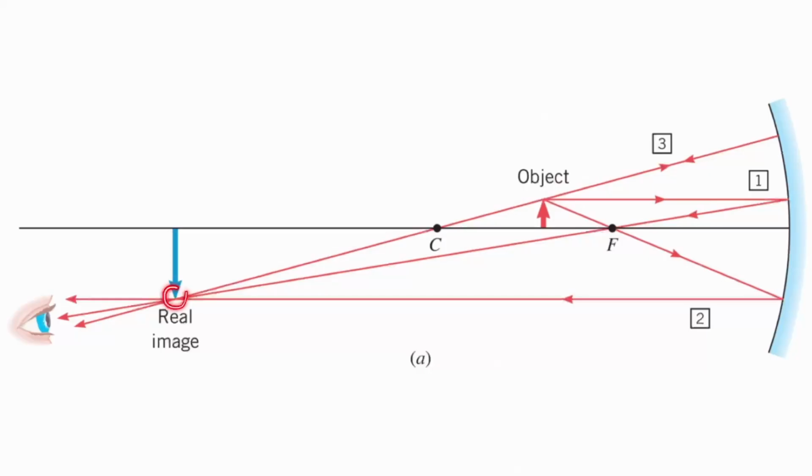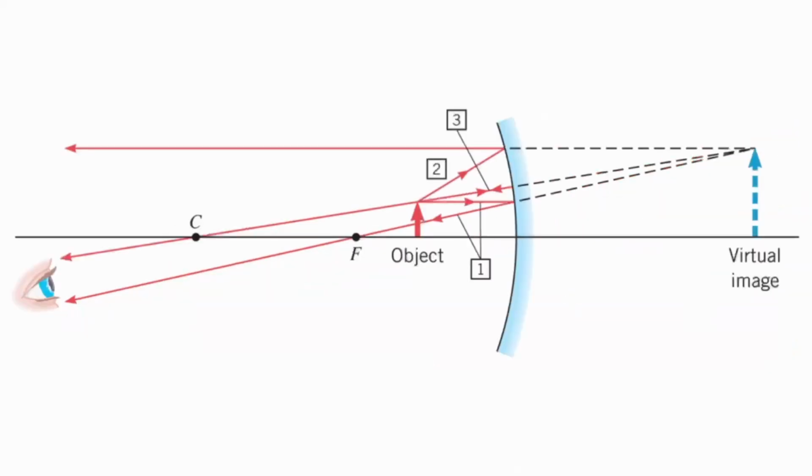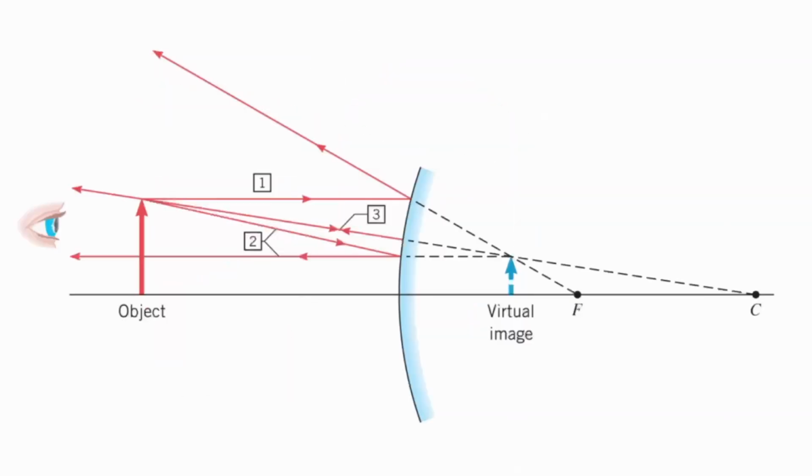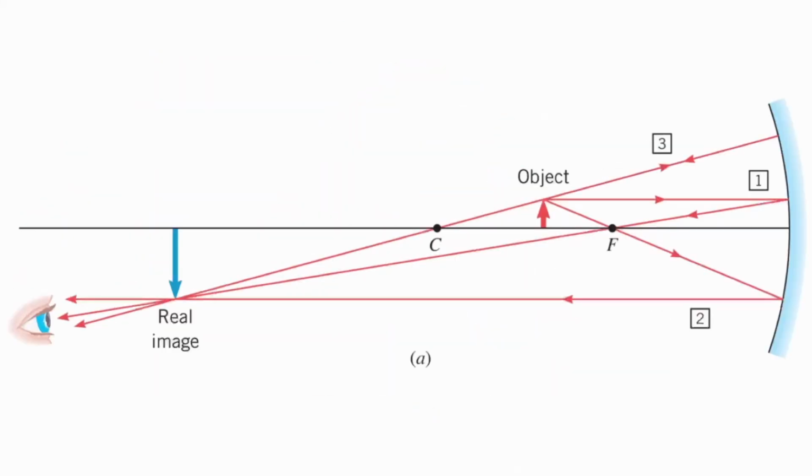Where those three rays meet, since we drew them leaving the tip of the arrow, that has to be where the tip of the arrow's image is. Okay? If we move the object inside, things change. Okay? And if we have a convex mirror, again, we have different things that are going on. I'm going to go through all of these.